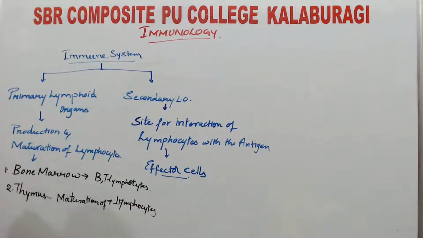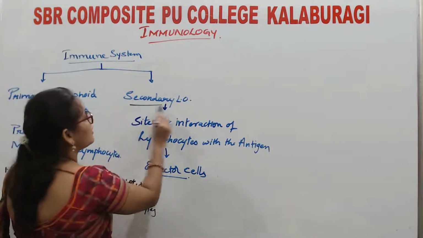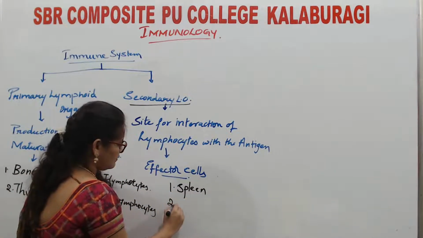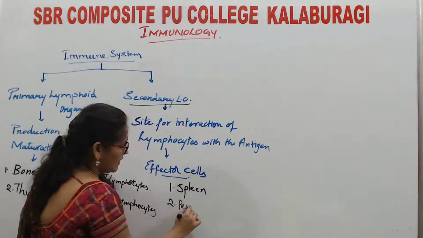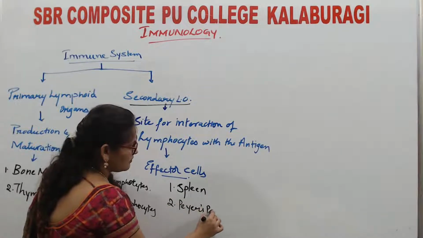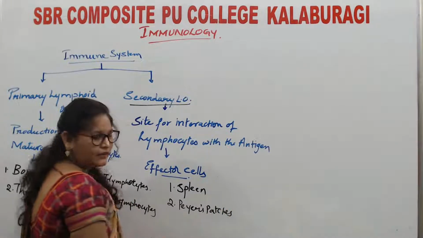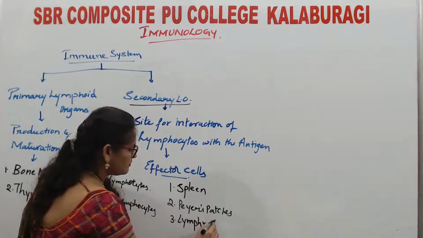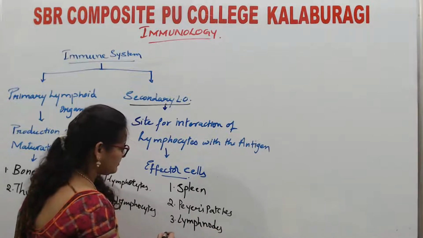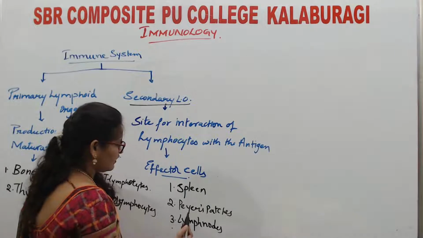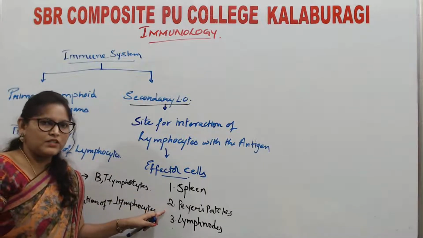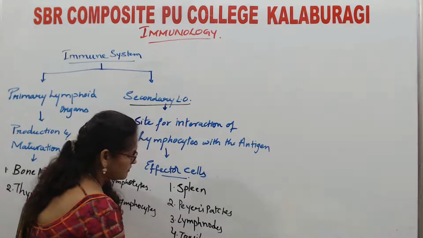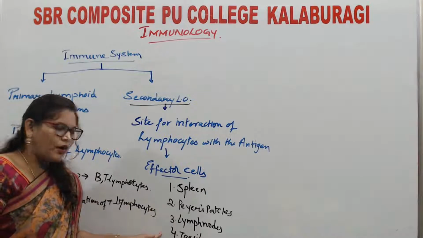Whereas secondary lymphoid organs are the spleen, Peyer's patches, which are present in the small intestine, lymph nodes, and even tonsils. These are all secondary lymphoid organs.